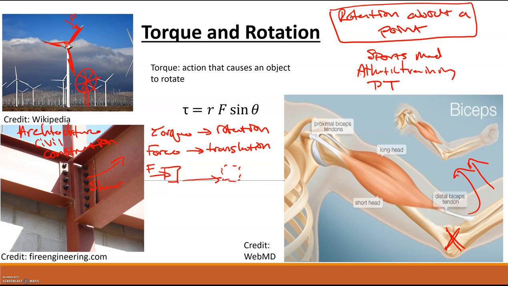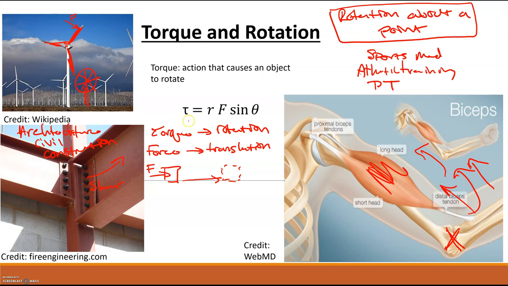So for here, we've got the bicep here, and that's applying a force upwards. That's what's causing our forearm to rotate upwards. And so we're having a torque that's causing a rotation this way about the elbow pivot point.